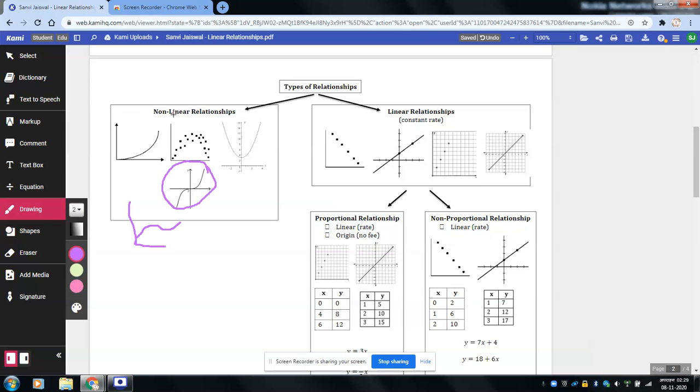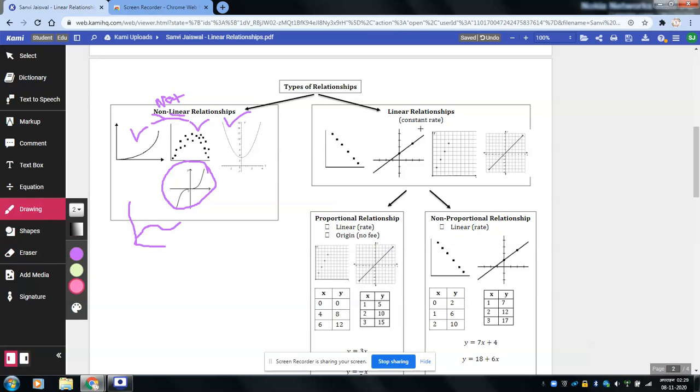The way I like to remember is linear kind of has a line in it. A non, it means not. So that's why it would be not a straight line on the coordinate grid. These are all examples of non-linear relationships.